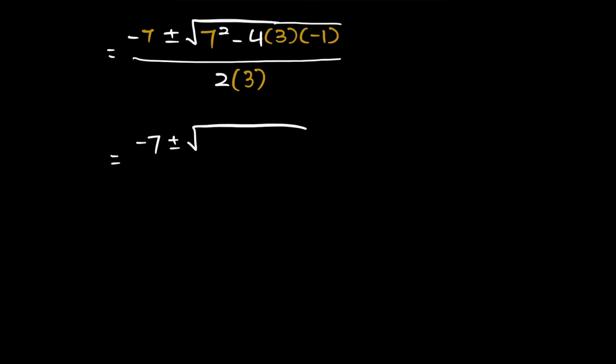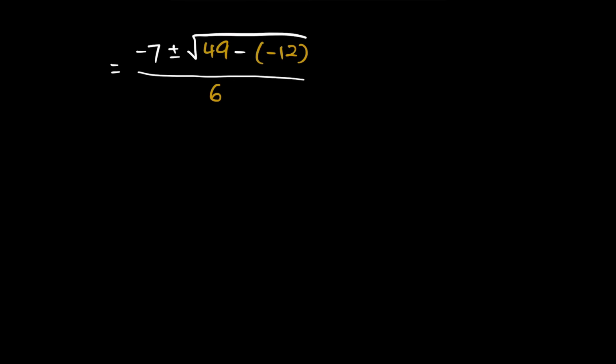Now, 7 squared is just 7 times 7, so that is 49. Right, so that is 49. And then minus 4 times 3 here. 4 times 3 is equal to 12, right? Positive 12. And positive 12 multiplied with negative 1 gives you negative 12, right? So negative 12 in there. And then all of that divided by 2 times 3, which is 6.